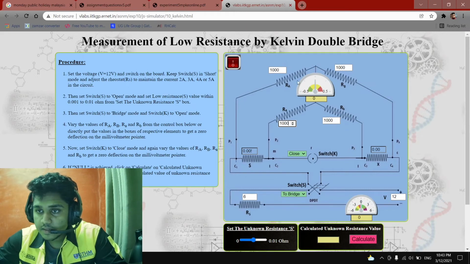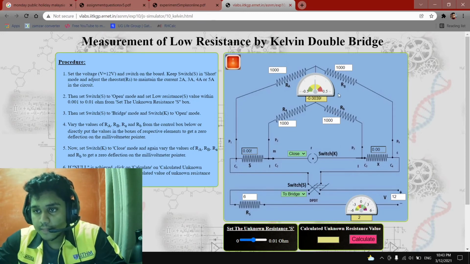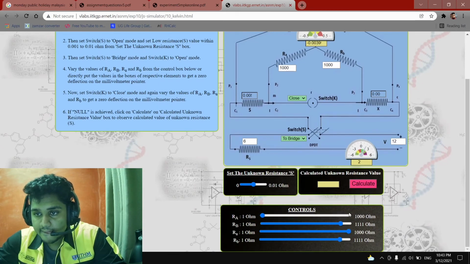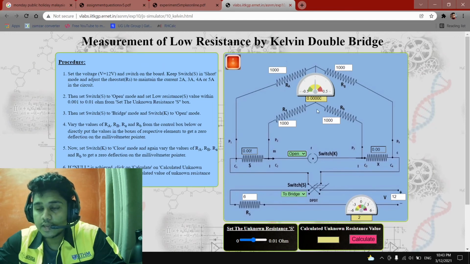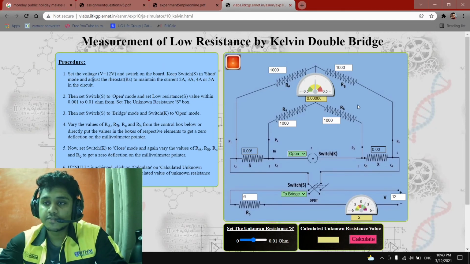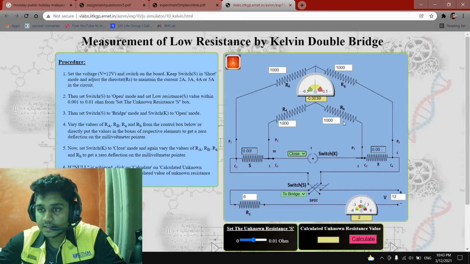After inserting the values of each resistor as given, each of it is 1000, and this should be open. From here we are able to observe the galvanometer, the millivolt meter. Now when we set this to close, the reading alters a bit. So now we need to vary the resistor RB and RB here.